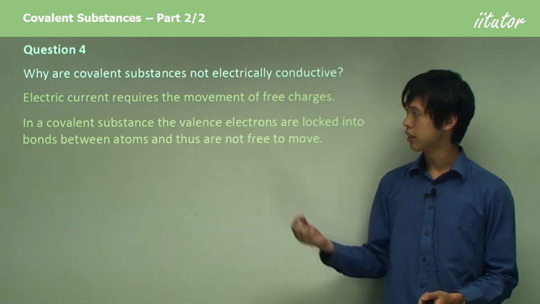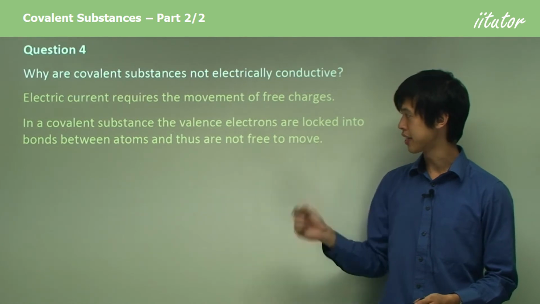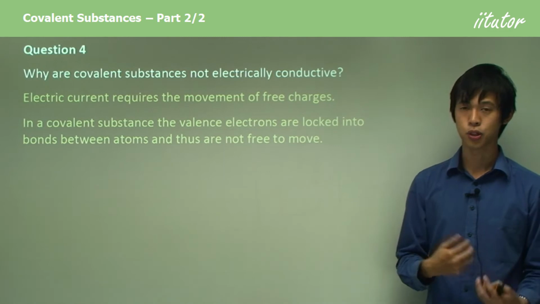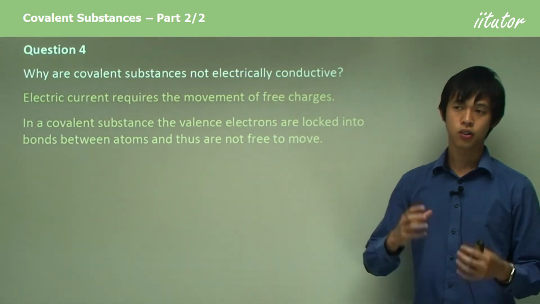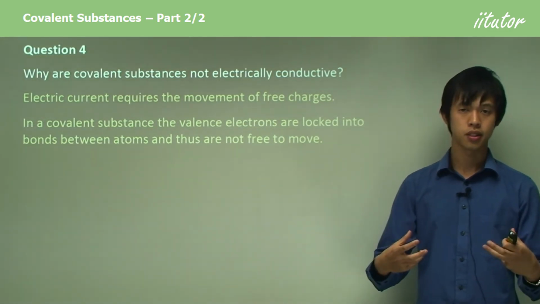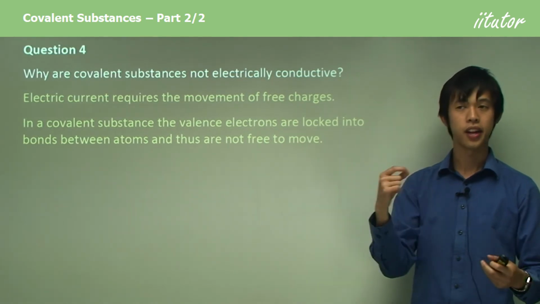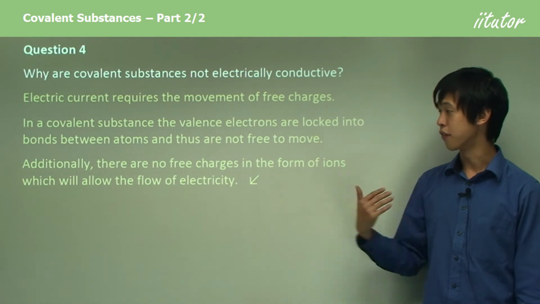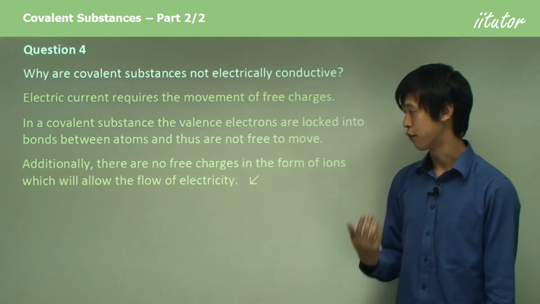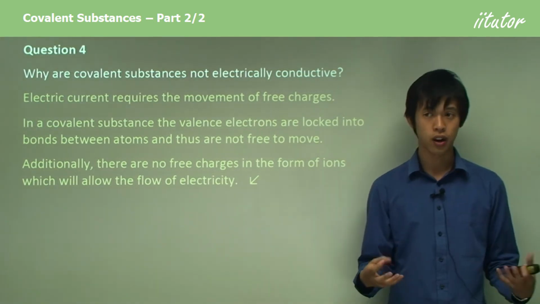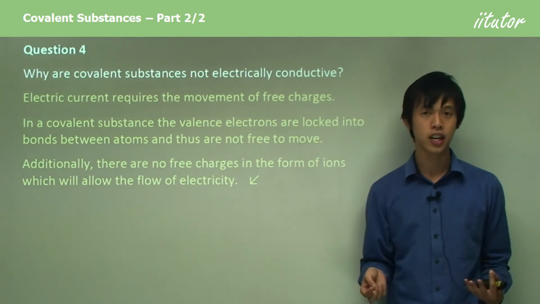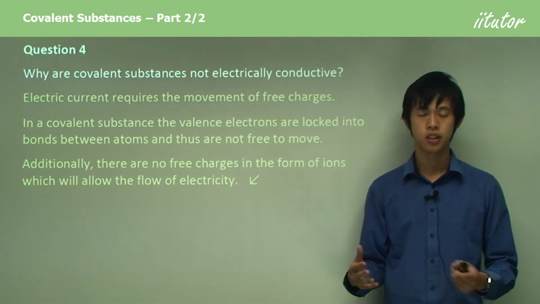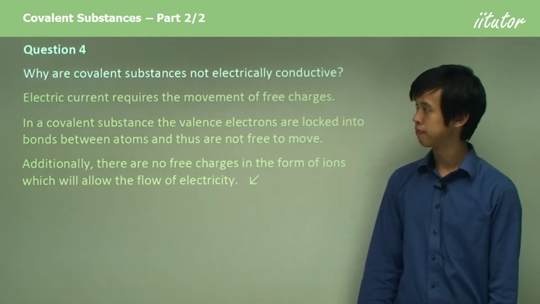Now, in a covalent substance, the valence electrons, so all of the electrons basically, are locked into bonds between atoms and thus are not free to move. So all of the electrons in covalent substances are locked in place and they're not allowed to move from place to place. Additionally, there are no free charges in the form of ions, which would allow the flow of electricity. So because there are no ions either, we have no movement of charge, and no movement of charge means no electricity. So that's why covalent substances don't conduct very well, if at all.